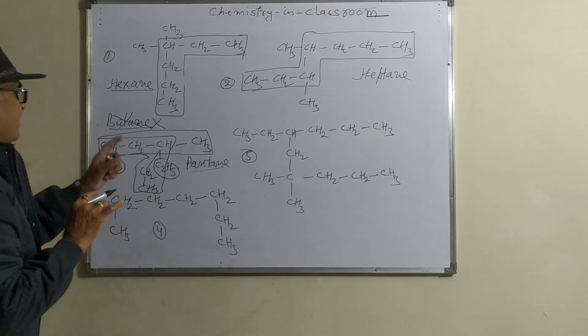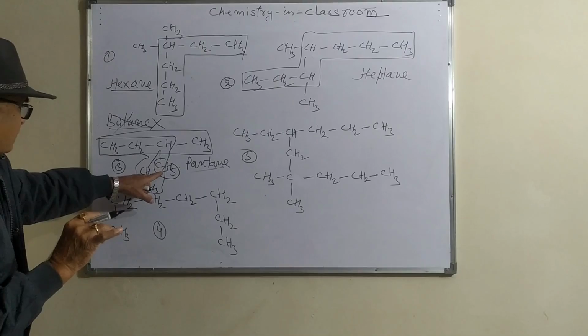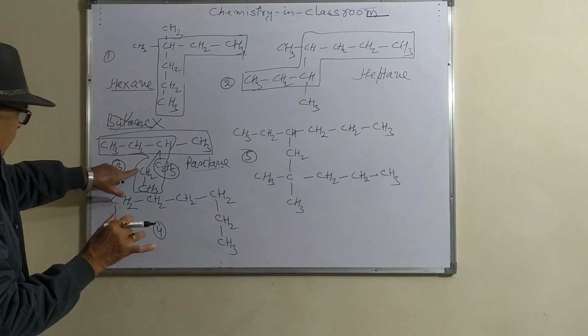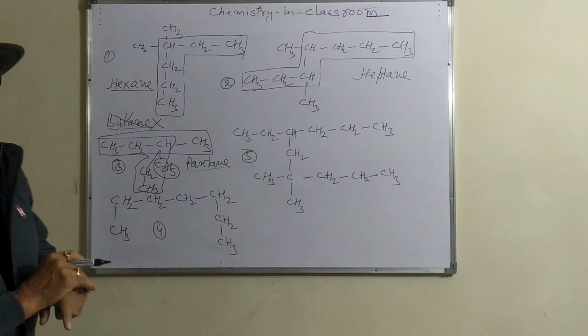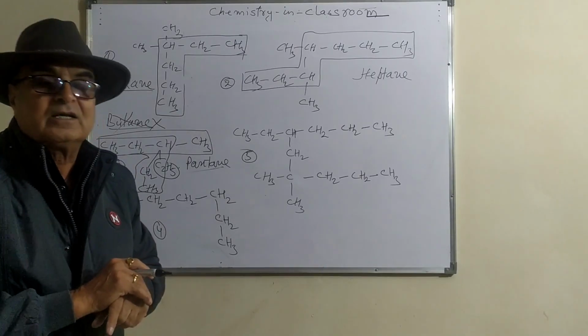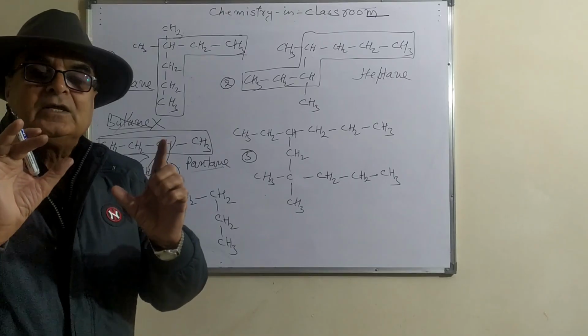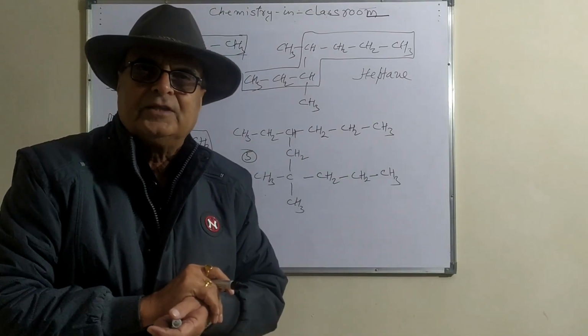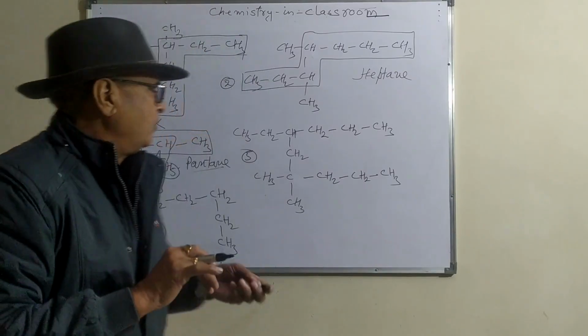The name of this compound will be, because C2H5 is 2 carbon, you should write it in this way in the open form, so don't write it in the condensed form. If you write in the condensed form, then you are going to make a mistake in naming that compound.